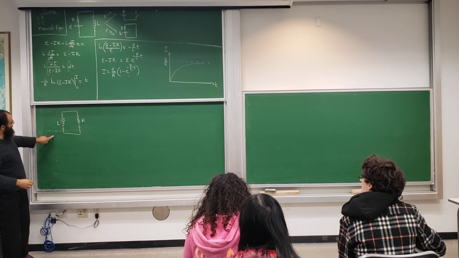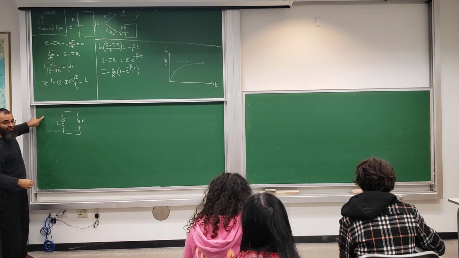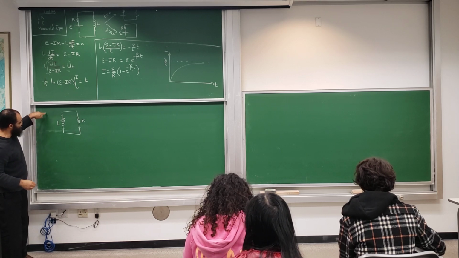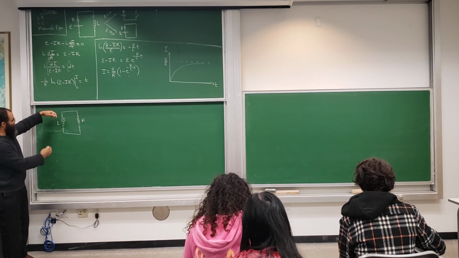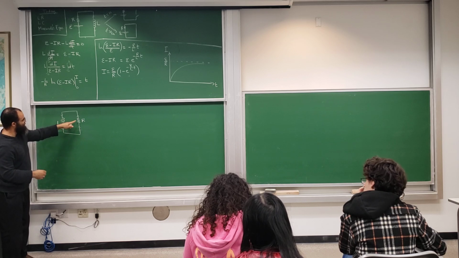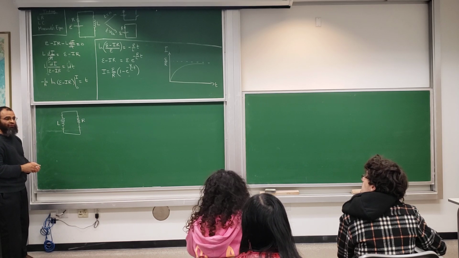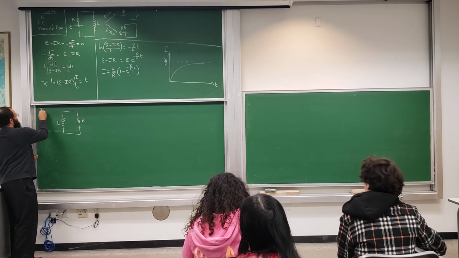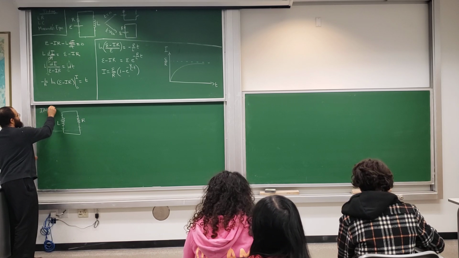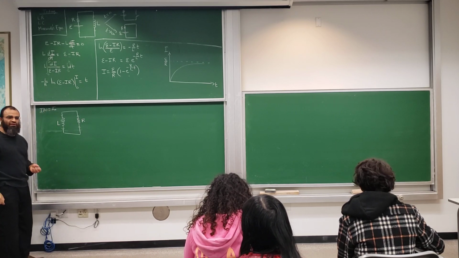We removed this part, right? This part, where the battery was the one to initially drive the current here. And then we remove it, and just leave these two alone. And the question is, what is the current as a function of time? At t equal to 0, the current is just I naught. That's the current at t equal to 0.